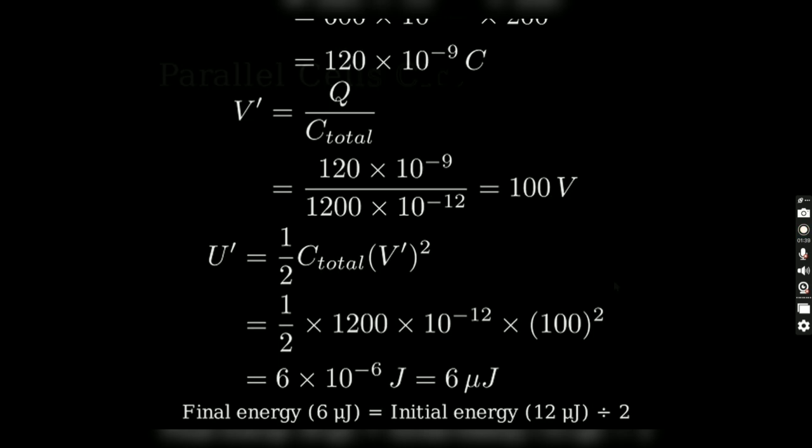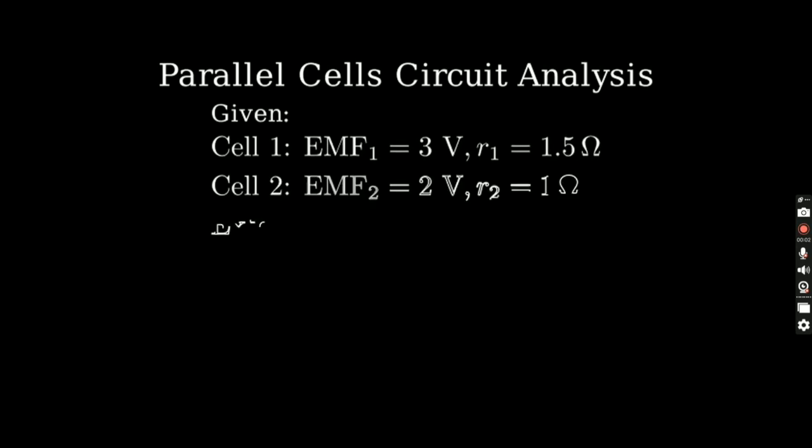Let's solve a problem involving two cells connected in parallel. We have two cells, one with an EMF of 3 volts and internal resistance of 1.5 ohms, and another with an EMF of 2 volts and internal resistance of 1 ohm. These cells are connected in parallel across a 3 ohm resistor. Let's draw our circuit diagram. Here we have our first cell with EMF of 3 volts and internal resistance of 1.5 ohms, our second cell with EMF of 2 volts and internal resistance of 1 ohm, and our 3 ohm resistor connected across them.